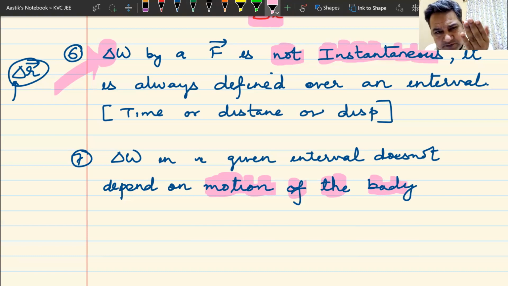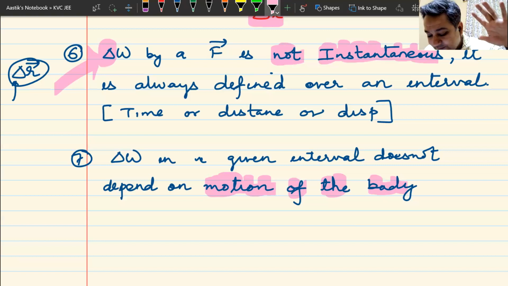The body may be moving with uniform velocity. The body may be moving with uniform acceleration. The body may be moving with non-uniform velocity. The body may be moving with non-uniform acceleration. Doesn't depend on that. It has got nothing to do with what type of motion this body is having. I am moving a cart. Sometimes I move it, then I stop, then I again move, then I stop, then I again move, then I stop. Work done by the force that I'm applying does not depend on whether I'm moving it or stopping it, whether I'm moving with a constant velocity, whether I'm moving with a constant acceleration. Work done by a force is independent of the motion of the body.